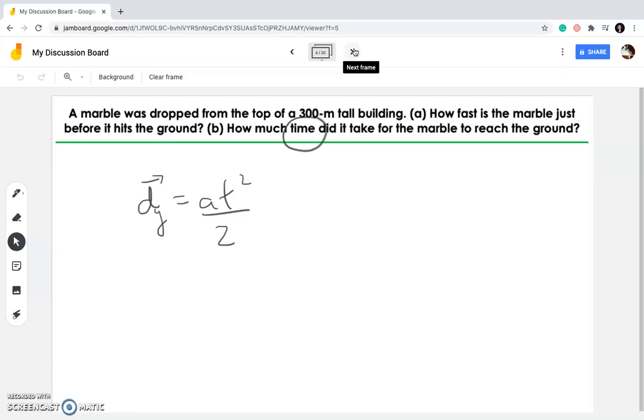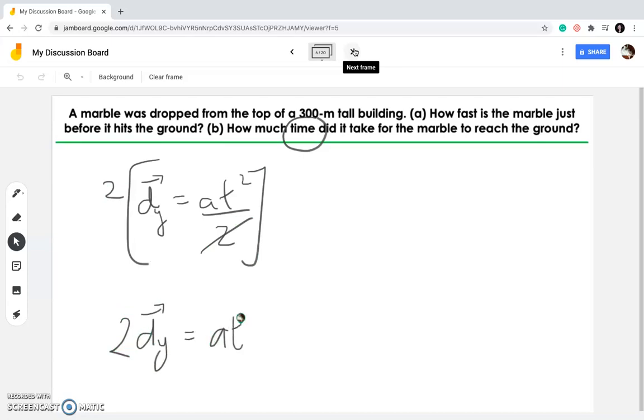Now, there's no standard rule when you want to isolate a certain variable. But let's say, for example, I want to isolate time. And of course, I want to remove the extraneous variables around it. My technique is to get rid of that denominator if there's any first thing, because it makes everything else easier. So what I will do is I will multiply both sides by 2. So this can be cancelled, and you're going to have 2 d y on the left, and this is a t squared. Okay, and then let's divide both sides by a. So you're going to have 2 d y over a equals t squared.